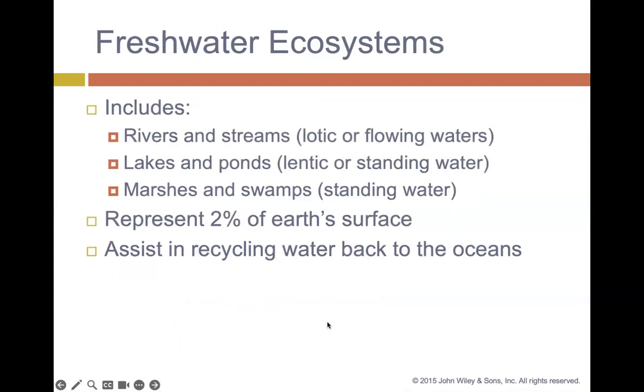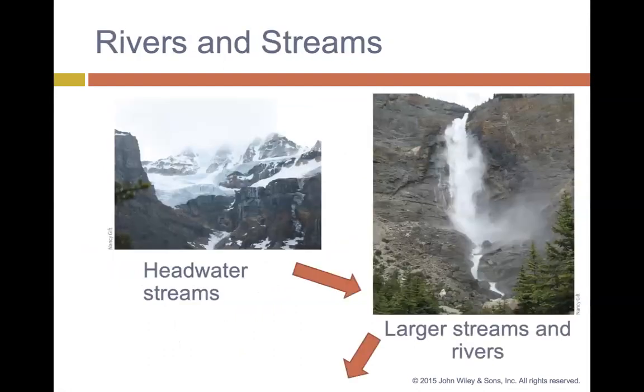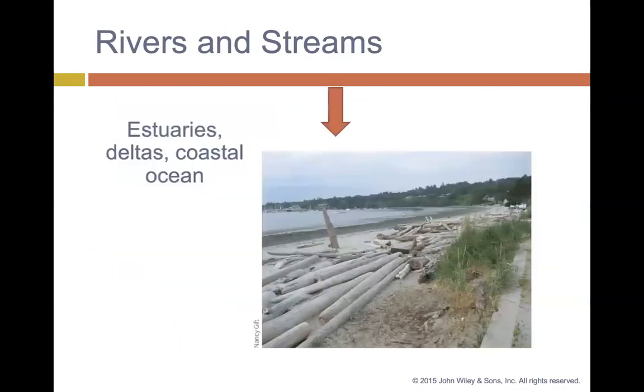Freshwater ecosystems include rivers and streams, which can be classified as lotic or flowing, lakes and ponds, which can be classified as lentic or standing, and marshes and swamps, which are always standing water. And freshwater ecosystems represent 2% of the Earth's surface, and they assist in recycling water back to the oceans. Rivers and streams, we have headwater streams, which lead down into larger streams and rivers, which eventually lead to estuaries, deltas, and the coastal ocean.